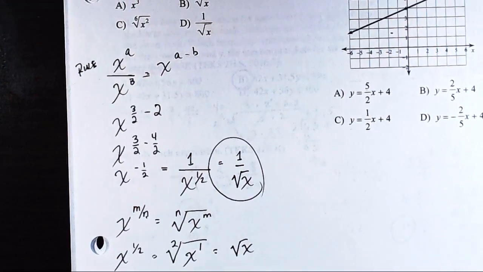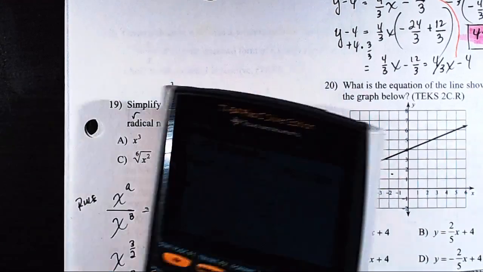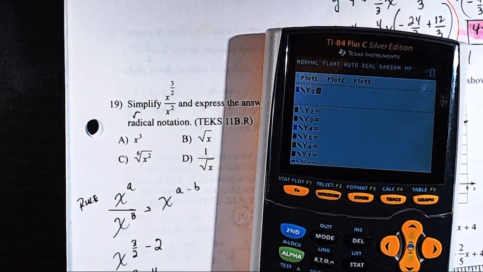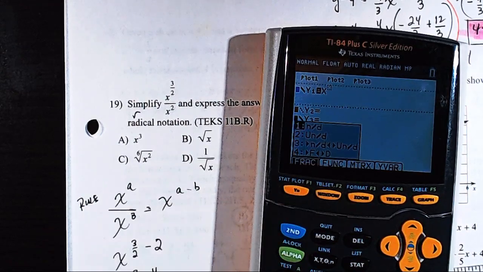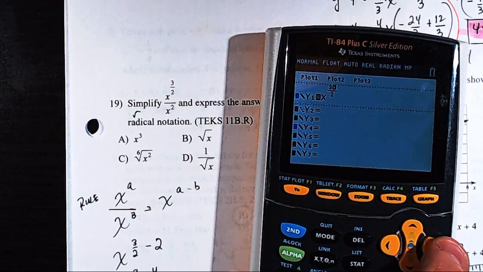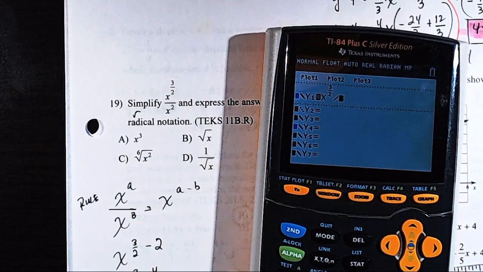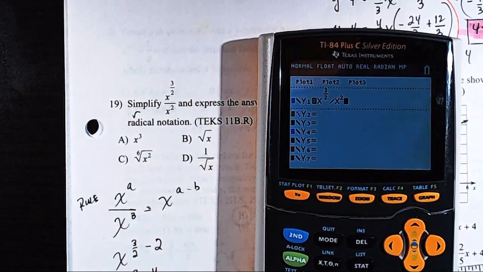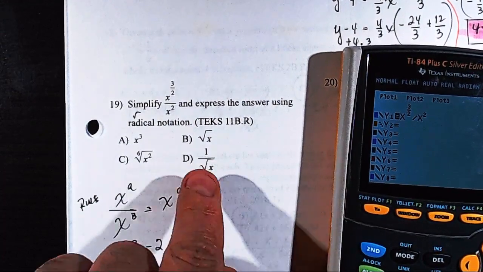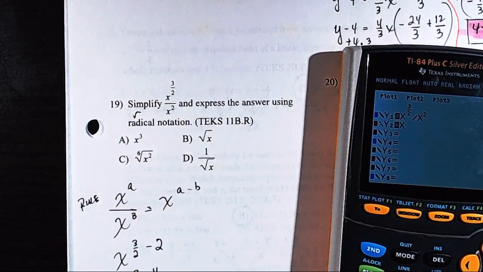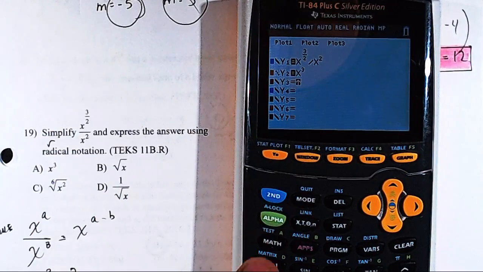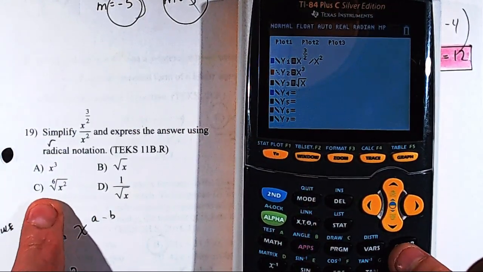Okay, there it is. If you were confused by this, you could have plugged it into y1 as x raised to the exponent of 3 over 2. And then you could have put in a division symbol and then x squared, right? That would be y1. And then you would plug in to y2. You would test out these values like x cubed would be a, b, you would test out the square root of x. Okay.